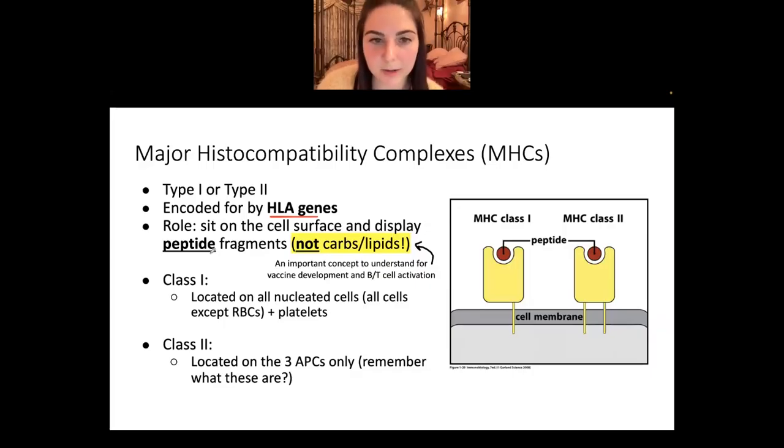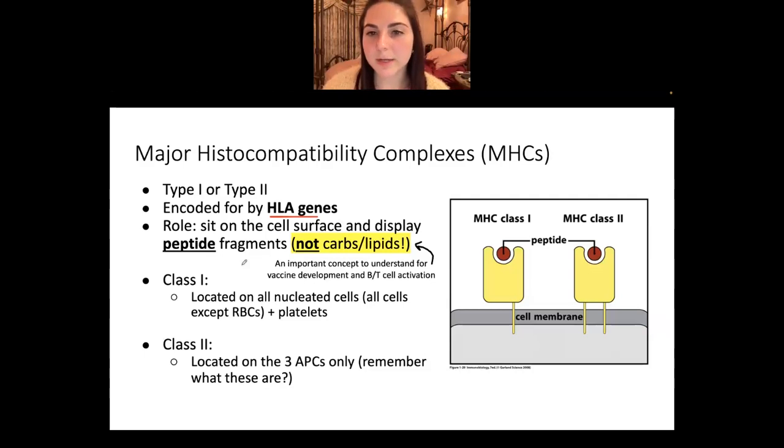Okay, but we'll talk about carbs and lipids a little bit. I think we'll talk about carbs and lipids with B cell activation, because B cells can see them in certain ways. But again, antigens are peptides, and MHCs load only peptides.